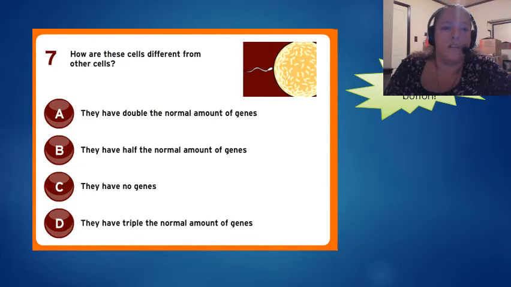How are these cells different from other cells? A, they have double the normal amount of genes. B, they have half the normal amount of genes. C, they have no genes. Or D, they have triple the normal amount of genes.